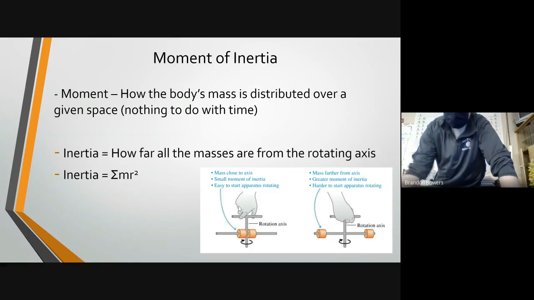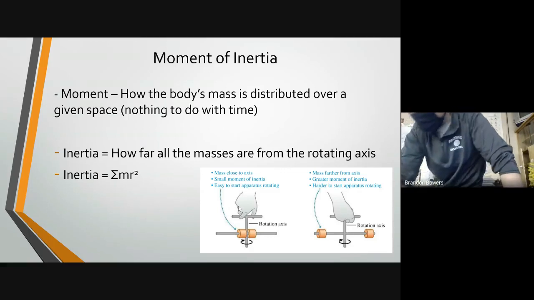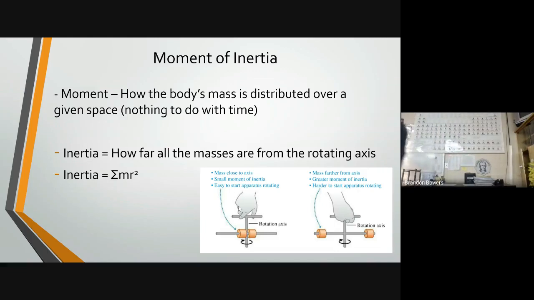Okay, so, moment of inertia. We already know inertia. Inertia is Newton's first law. An object in motion will stay in motion, and an object at rest will stay at rest unless an outside force acts on it, right? So the moment of inertia is how the body's mass is distributed over a given space.